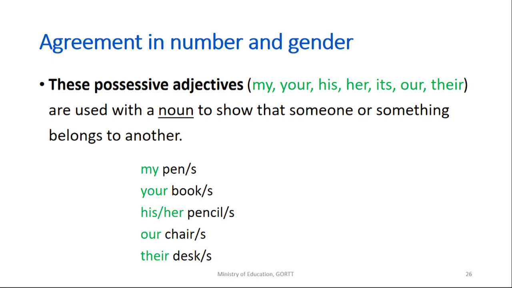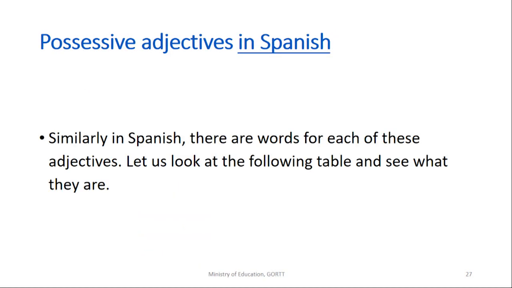Possessive adjectives are used with a noun to show that something or someone belongs to another. So for example, my pen or pens, my book or books, his or her pencil or pencils, our chair or chairs, their desk or desks. Similarly, in Spanish, there are words for each of these adjectives. Let's have a look at what they are.